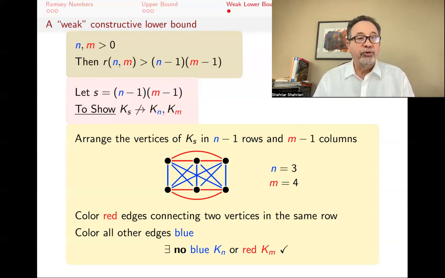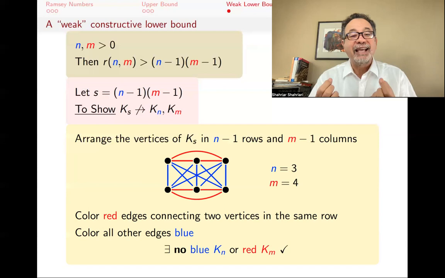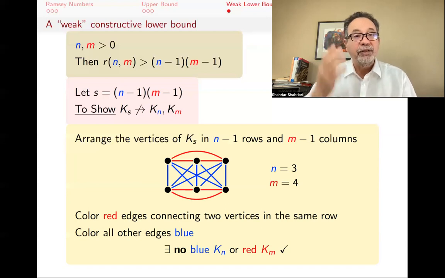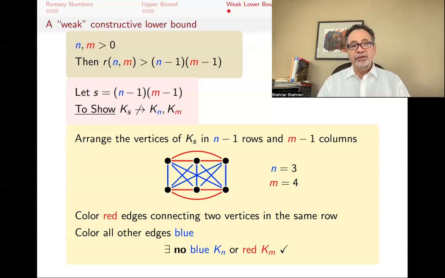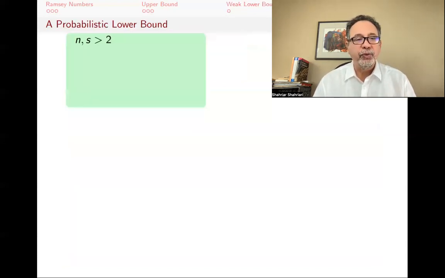Also, how would you get a red Km? You would have to have m vertices, but there are m minus 1 columns. So 2 of the vertices, whatever Km you pick, would have to be in the same column. But if they're in the same column, then their edge is going to be blue, and so we don't have that, and so we're done. But again, this is a pretty weak one.